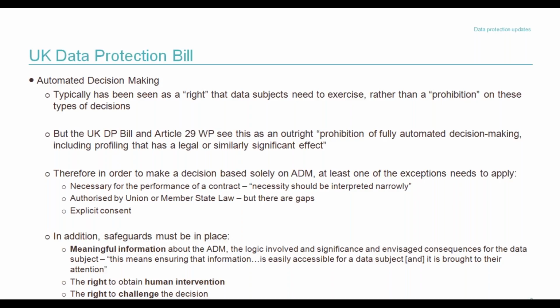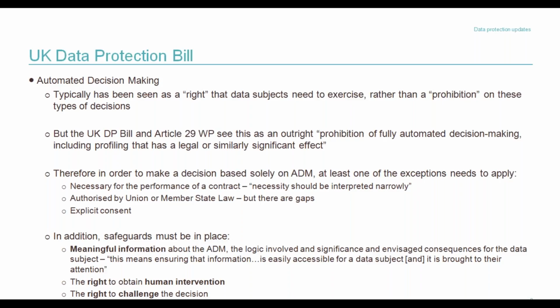So the first is that if it's necessary for the performance of a contract, then okay, you can make that decision. But the Article 29 guidance is very clear that necessity should be interpreted narrowly, and if there's any other more privacy-friendly means for you to achieve your aim or to fulfill your contractual obligations, then that's what you need to do, rather than relying on this ground. So a very, very narrow interpretation of that exemption.